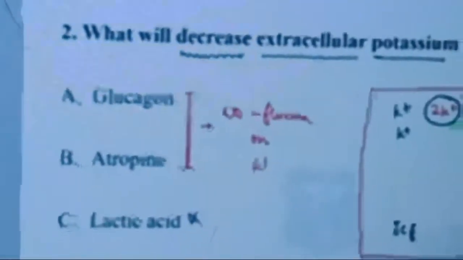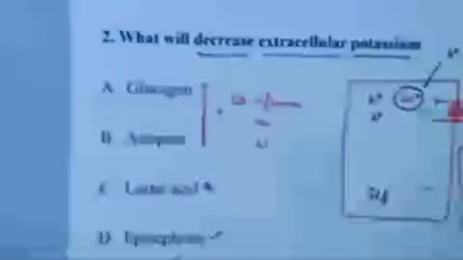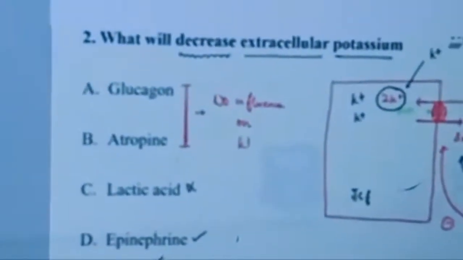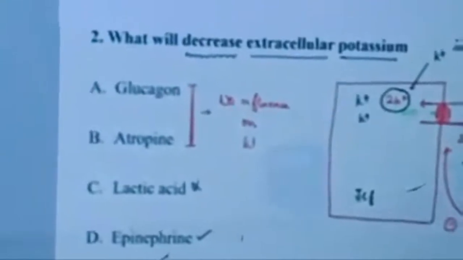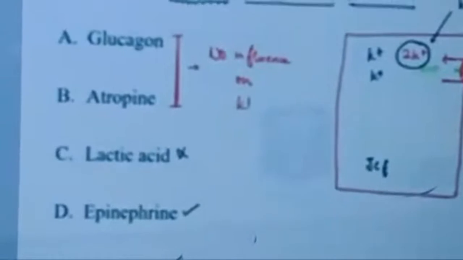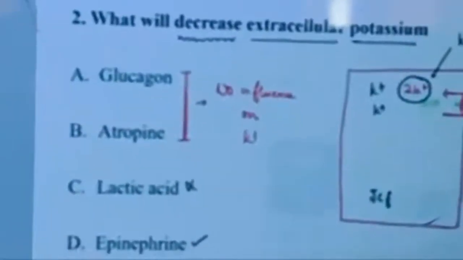What will decrease extracellular potassium? Okay, so glucagon, atropine, lactic acid, and epinephrine. Lactic acid can't be the answer, it decreases pH, and pH is inversely related to potassium. So while pH is decreased, the potassium level is increased outside the cell.